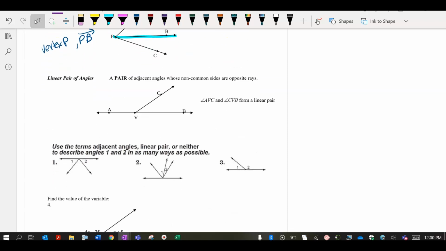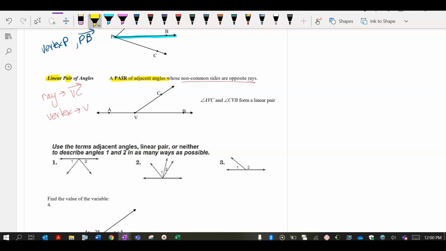The next angle pair we have is a linear pair. A linear pair was what it sounds like. Linear means line, and we have a pair of them. So a pair of adjacent angles, because yes, they are still sharing a ray. The ray, so here in this case, it's ray VC, and they have the vertex is the same V. So, and with no common sides, let me rephrase that. The non-common sides are opposite rays.